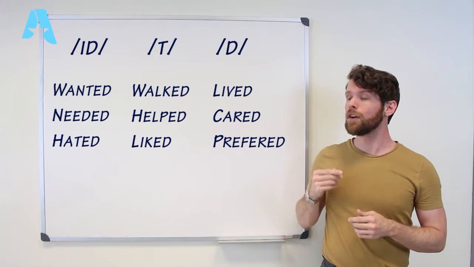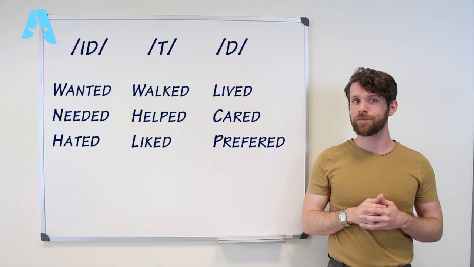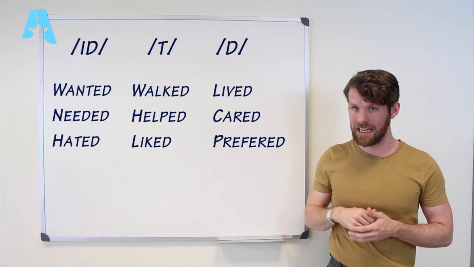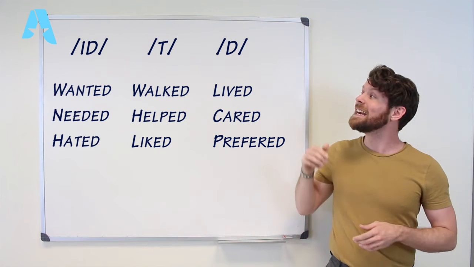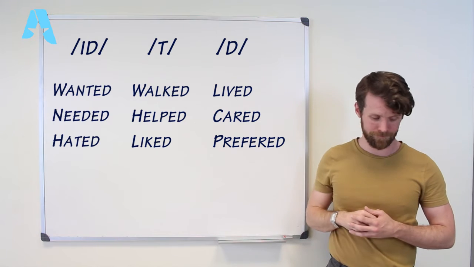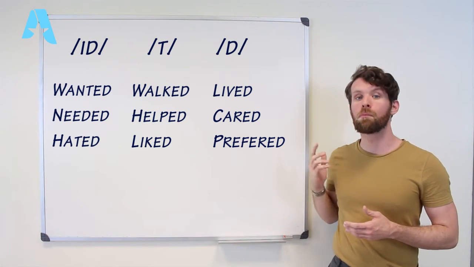Now let's very quickly go through the pronunciation of all the verbs that you can see on the board. Wanted, walked, lived, needed, helped, cared, hated, liked, preferred. I hope you can hear the difference between these 3 categories of pronunciation, and you can feel the difference when you place your fingers against your throat.